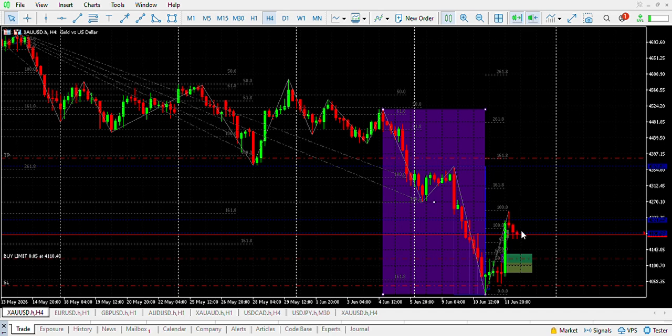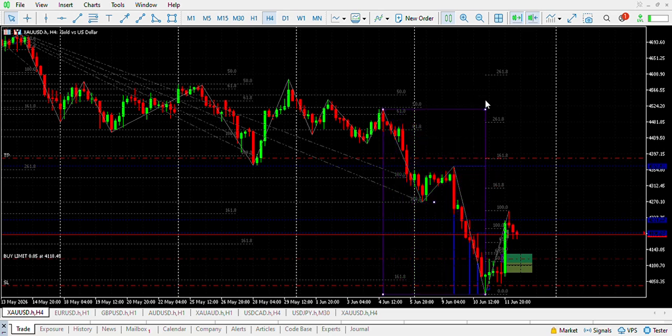Okay, so let me take this out. So we have this fall within this box. It fell out of this box, but it falls within this box. And in this same day, this same week rather, we have two high points. So this falls within. So invariably, I'm expecting the market to get to this point.